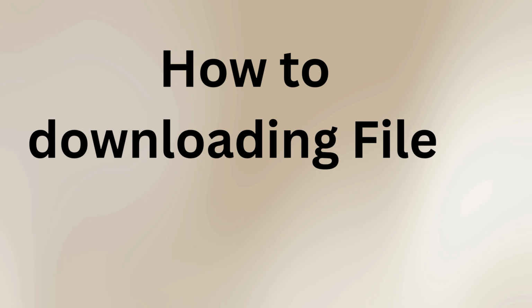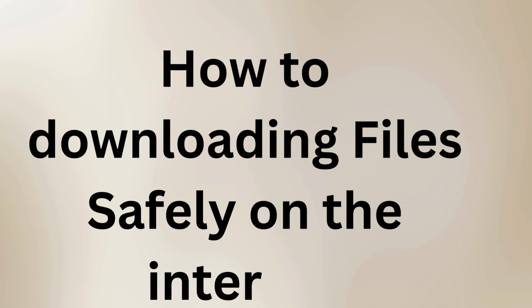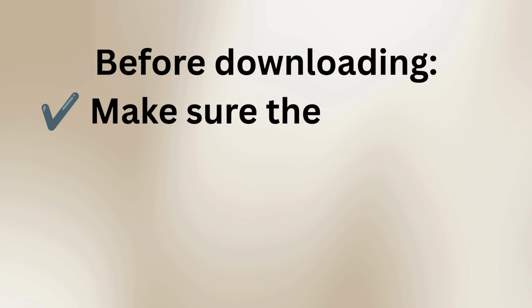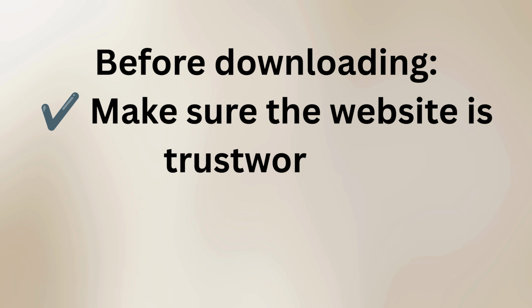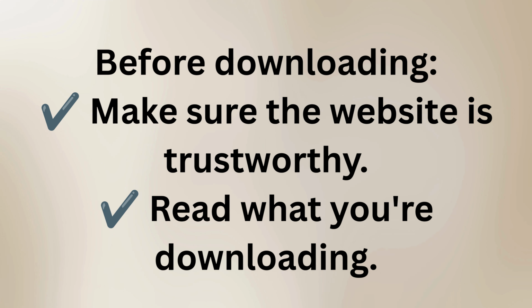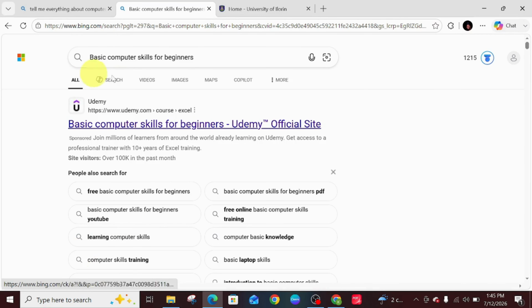Now the next thing you need to know is how to download files safely on the internet. Sometimes you need to download documents, some other times it could be pictures, software or even videos. Before downloading, I want you to ensure that the website is trustworthy. How do you know if the website is trustworthy? Check if there is an HTTP before the whole address. Read what you are downloading. Know if it's related to what you want.